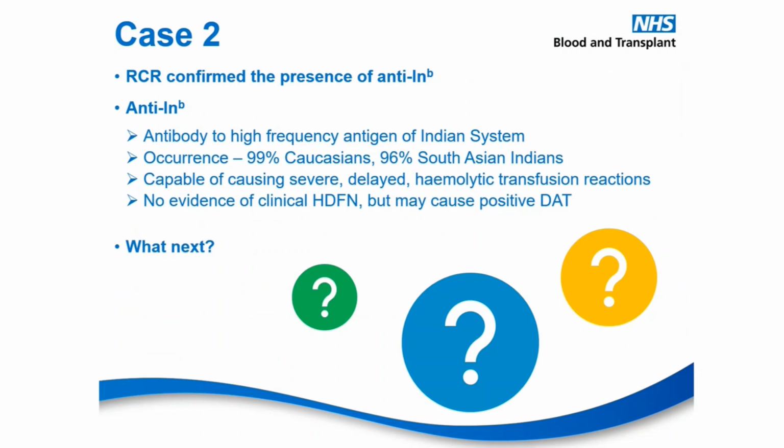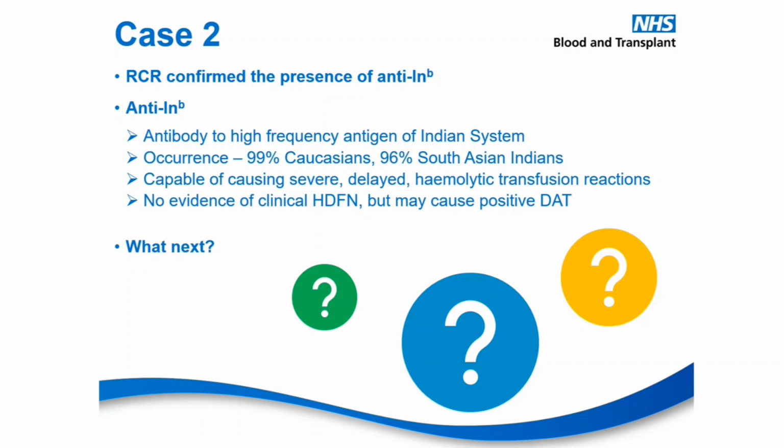So, Red Cell Reference, or IBGRL, confirmed the presence of the suspected anti-IMV. Just a brief bit about IMV: it's an antibody to a high frequency antigen of the Indian blood group system, and the occurrence is 99% in Caucasians and 96% in South Asian Indians. It's capable of causing severe and delayed hemolytic transfusion reactions, so it's one that we really do need to be concerned about. In terms of HDFN, there's no published evidence of any clinical consequence, but it may cause a positive DAT. And obviously, just because there's a lack of evidence, that doesn't mean it's not something we need to be concerned about.